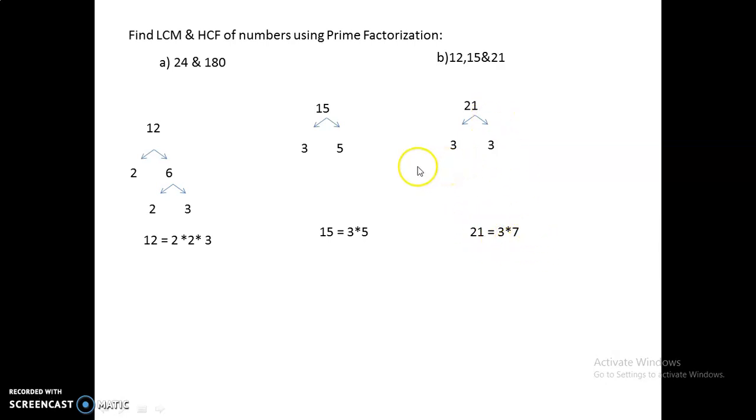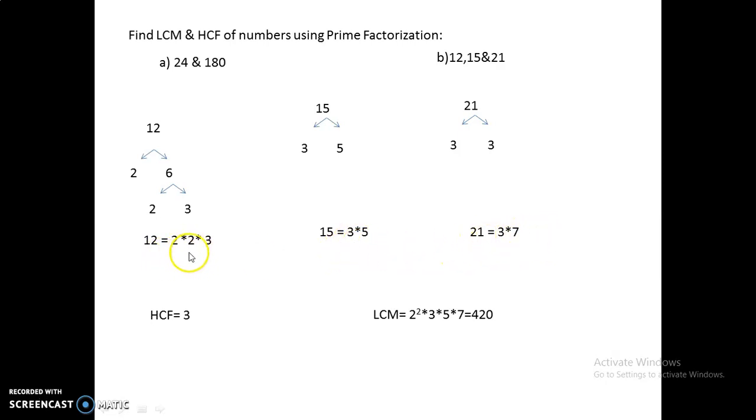Now coming to HCF. HCF is the common factors. So here the common factor in all the three numbers is only 3. So the HCF of all 12, 15 and 21 is 3. Coming to LCM, it is a product of highest powers of the prime factors. So coming to this 12, we had prime factors here are 2 and 3. Coming to this 15, 3 and 5. Coming to this 21, 3 and 7.